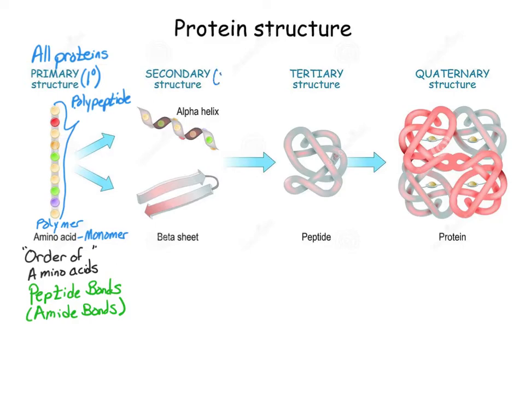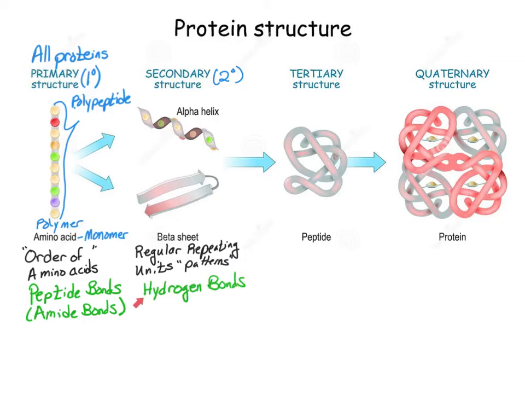Next, we have secondary structure. Secondary structure is regular repeating units of some sort of pattern. The two patterns that we see are the alpha helix and the beta sheet. Secondary structure is held together by hydrogen bonds. These are fairly weak inter-particle forces. Fibrous proteins are expected to have only primary and secondary structure.